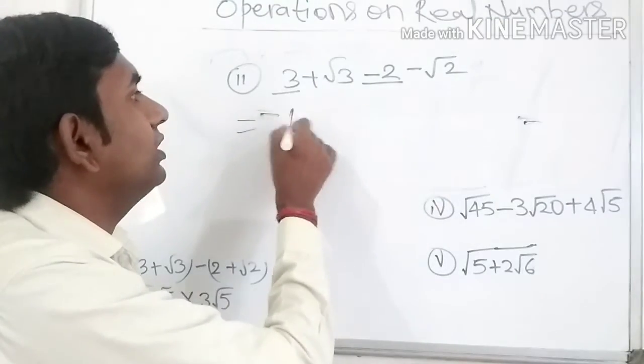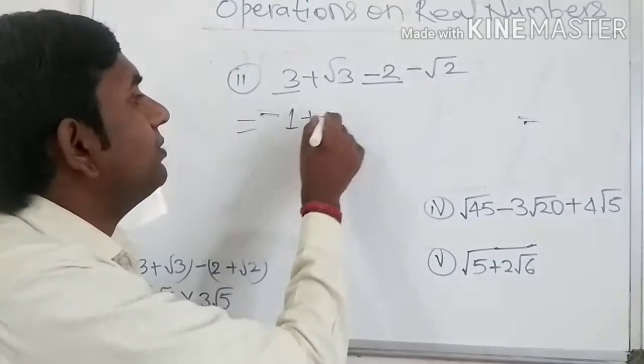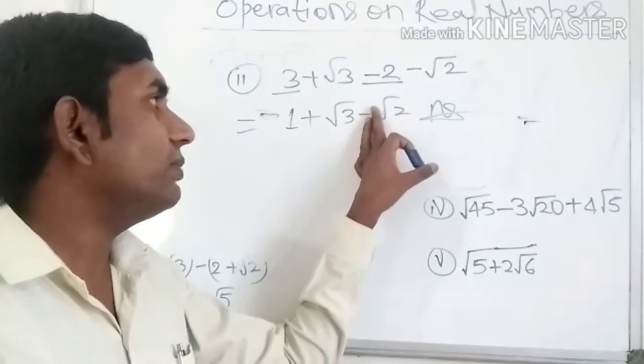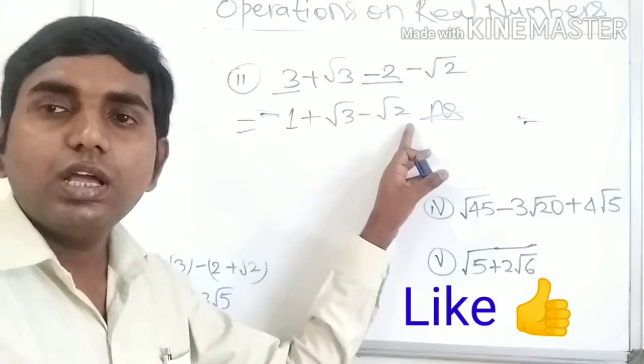So we find 1. And after this we have under root 3 and minus 2. It is our answer. Here we have no need to add or subtract under root 3 and under root 2.